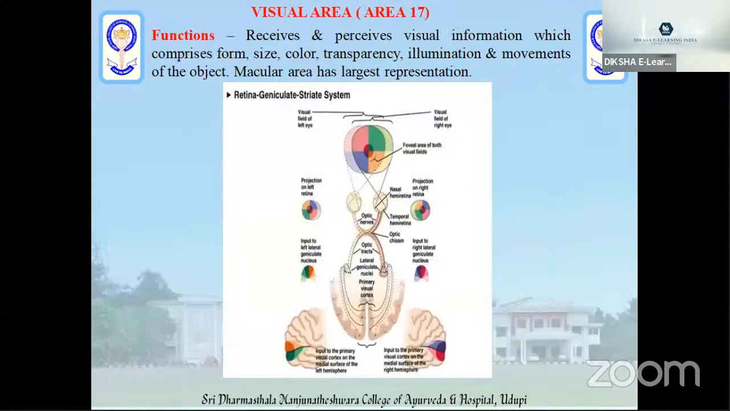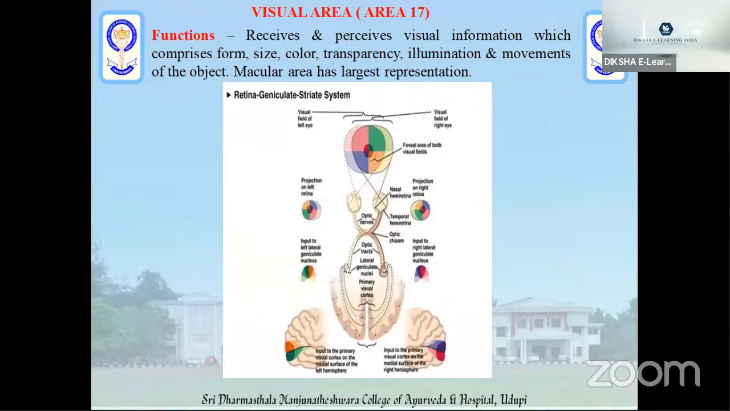Now, what are the functions of it? It receives and perceives visual information, which comprises the form, size, color, transparency, illumination, and movements of the object. And the macular area has the largest representation. It means the macula is the spot in the retina where only cones are present. And that will be deeper. That area will have more visual field, located in the calcarine sulcus.